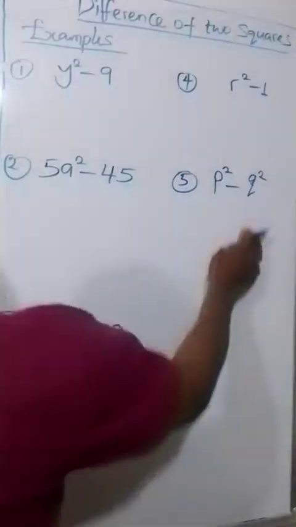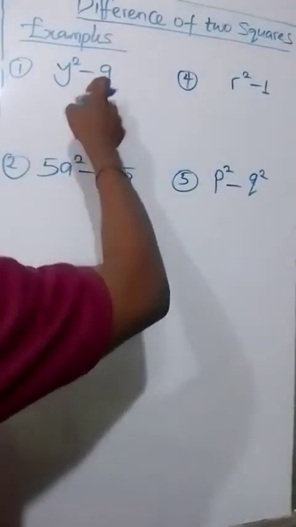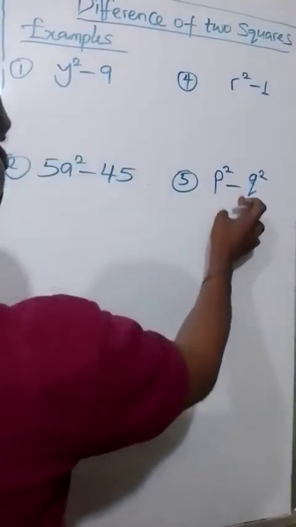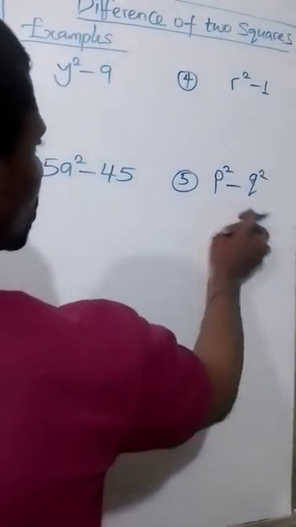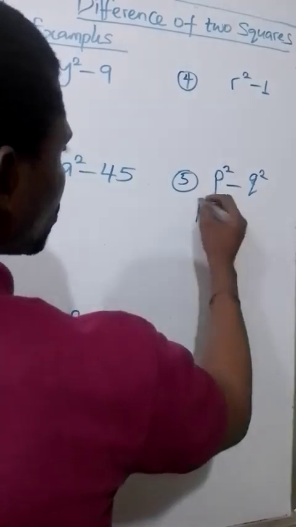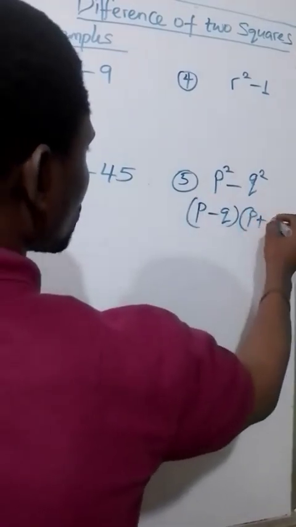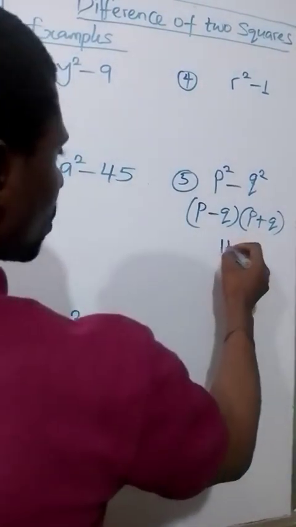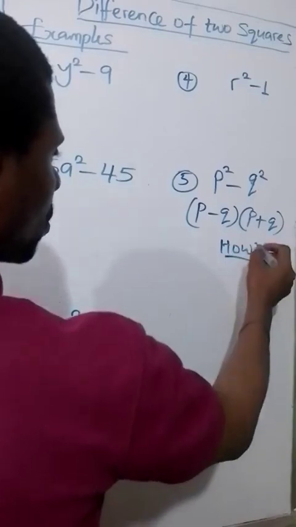variables. All right. So the answer to this is that we have something of this form. So for example, the answer to this is p minus q and p plus q, and that's the answer. So how? Let me tell you how.